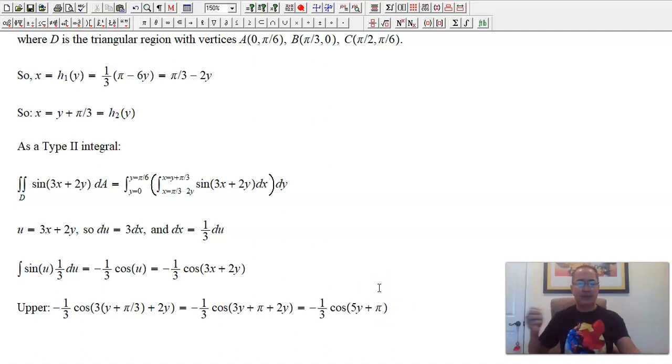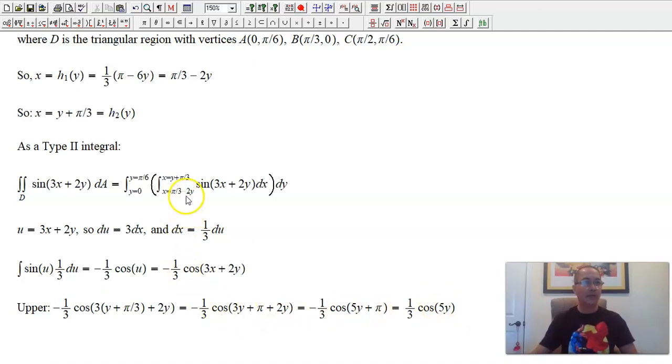Okay, remember how we used the trig identity yesterday? So we have cosine 5y, cosine pi is -1, and then minus sine 5y, sine pi, but sine of pi is 0. So I believe that this is just going to be equal to 1/3 cosine of 5y without the pi, and it's going to be positive.